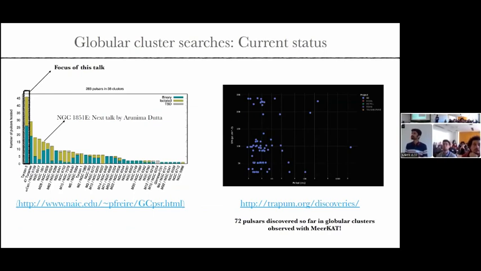What is the status right now? We have very close to 300 discoveries in roughly 40 clusters, and this is what has been plotted here. Of these, about 72 pulsars have been found with MeerKAT. What I've plotted here is the period of these versus GM. As you can see, most of them are millisecond pulsars. The focus of my talk will be on this huge bar here, which has the largest number of known pulsars we know currently, which is NGC 1851. And also stay tuned for the next talk, which will be on NGC 1851.